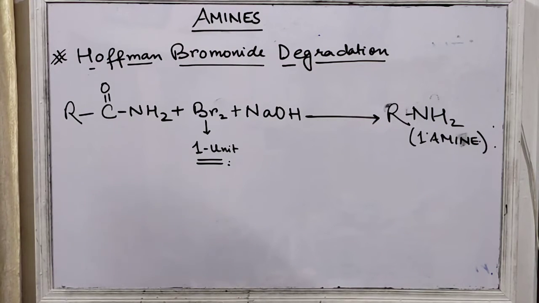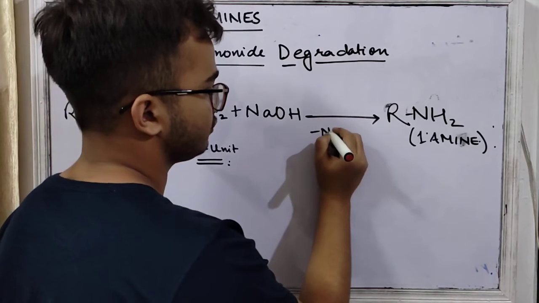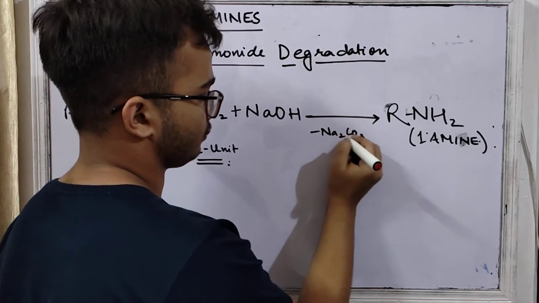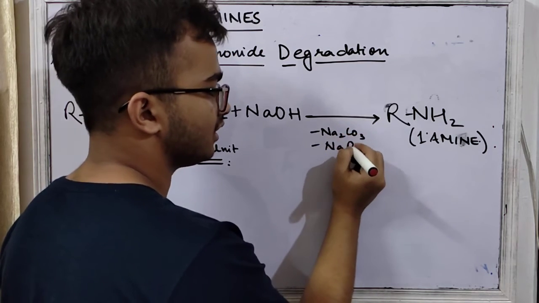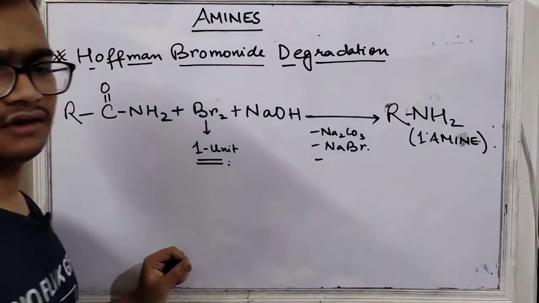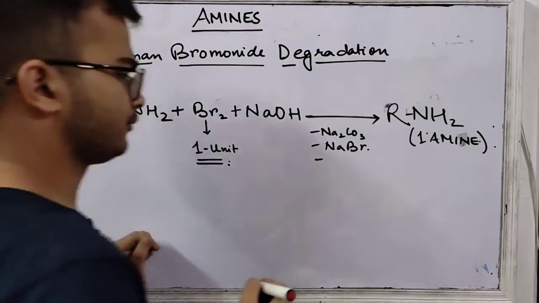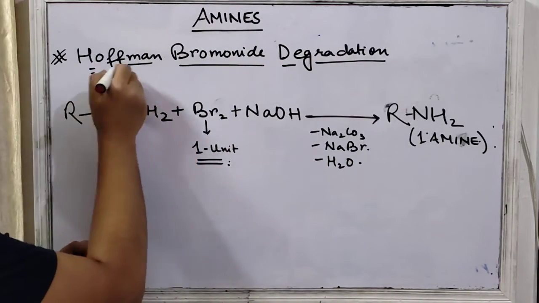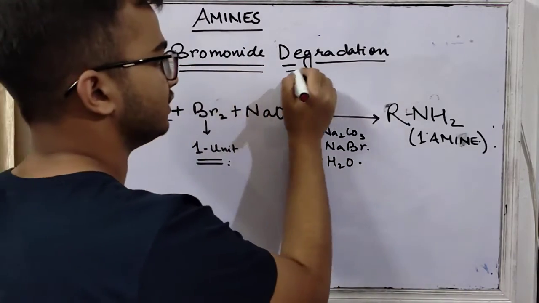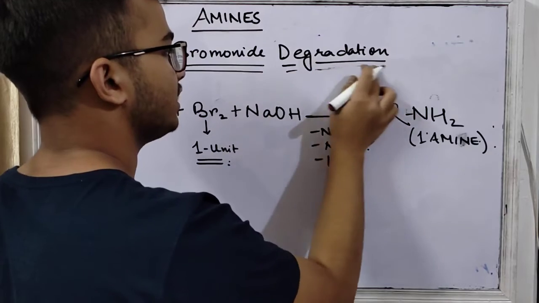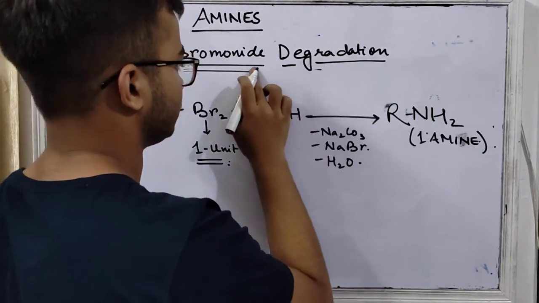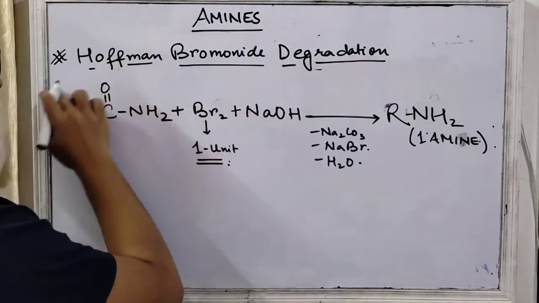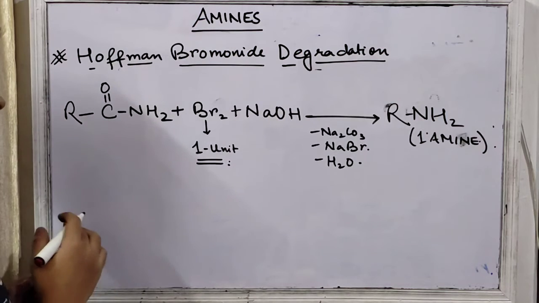Now if you want to write the byproducts of this reaction, then you can write Na2CO3, NaBr, and obviously H2O is coming out. This is called the Hoffmann bromamide degradation. Now, why it is called degradation, I am going to explain now. So, let us see why it is called degradation.